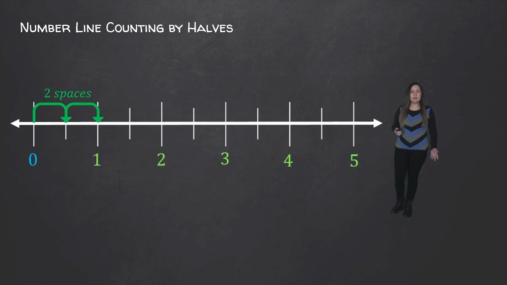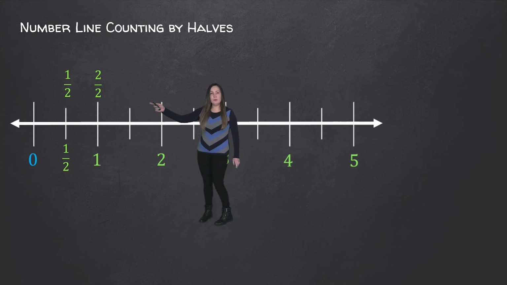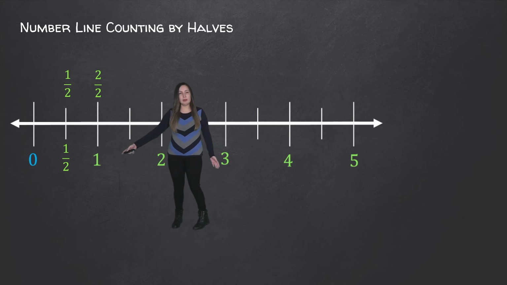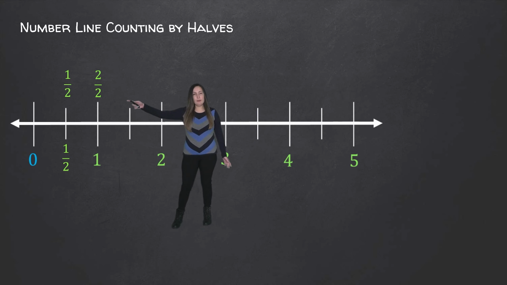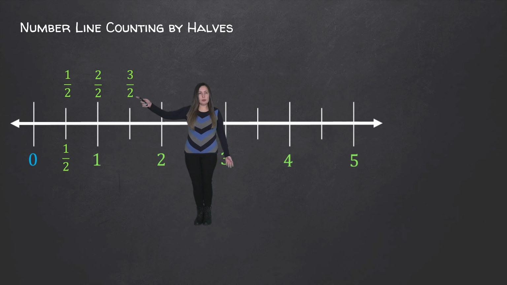So because it takes two spaces to make each whole, that means we're going to be counting by 1 over 2, okay? Because it takes two spaces out of two spaces to make one whole. So as we can see here, we have 1 over 2, and then we have 2 over 2, which is equal to 1. So if we continue using this pattern, the next one is going to be 3 over 2.